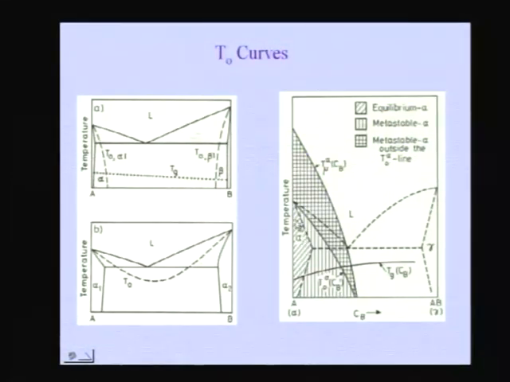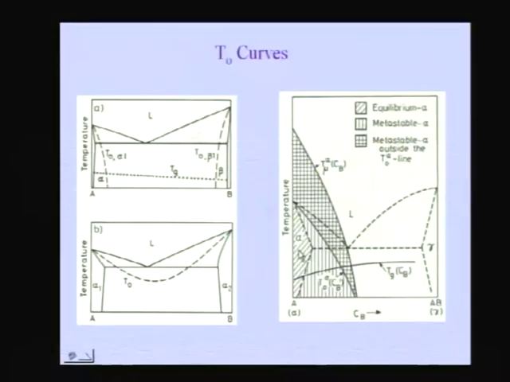This domain, which is enclosed within that alpha region, is a stable alpha region where the alpha is stable. That means on the left side the terminal solid solution alpha is stable. And if you look at the T naught curve, there is another hazed portion there, where the vertical lines are drawn. What is that portion? It is metastable alpha. There also alpha is possible.